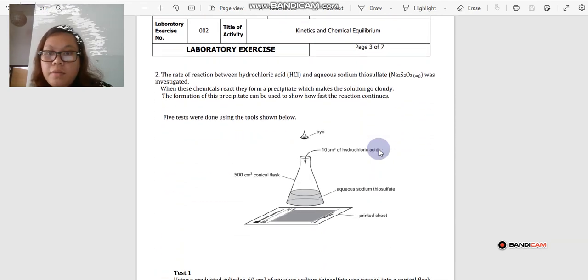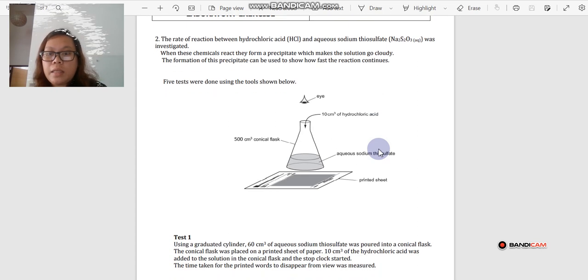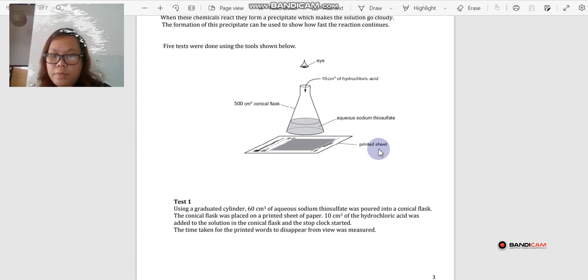The rate of reaction between hydrochloric acid and aqueous sodium thiosulfate was investigated. When these chemicals react, they form a precipitate which makes the solution go cloudy. The formation of this precipitate can be used to show how fast the reaction proceeds.